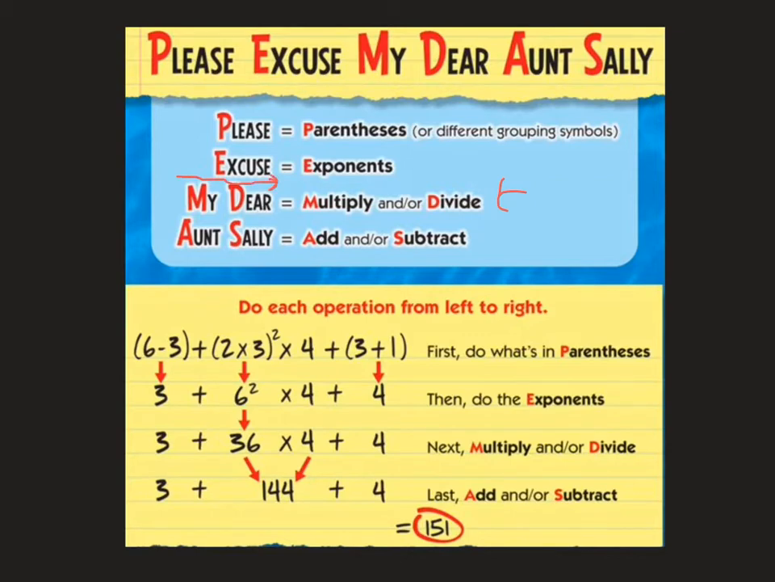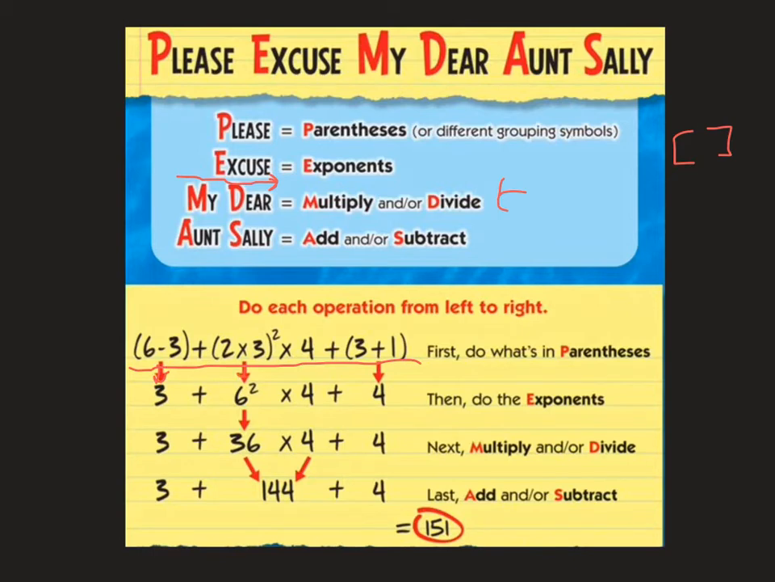Okay, so if we have this example right here, now this is a lot trickier than what we're going to be doing today, but first we're going to be doing parentheses or different grouping symbols. Later today we will see brackets also count as parentheses, because they group things together. We do all of the grouping things first. So I do 6 minus 3 first. I do what's inside the parentheses.